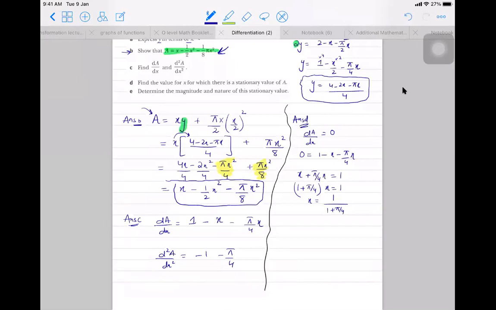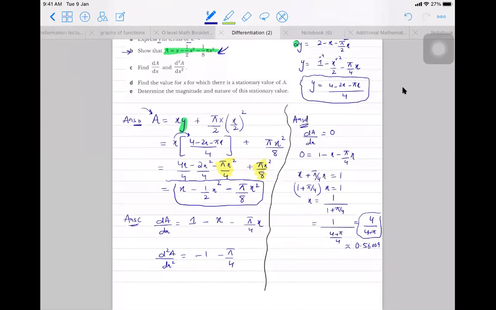So I don't think there's a need to give the exact answer. So 1 plus pi upon 4, if you do it from the calculator. This is going to be 4 plus pi upon 4, and if you reciprocate it, you are going to get 4 upon 4 plus pi, right? 4 over 4 plus pi is a value around 0.56009.